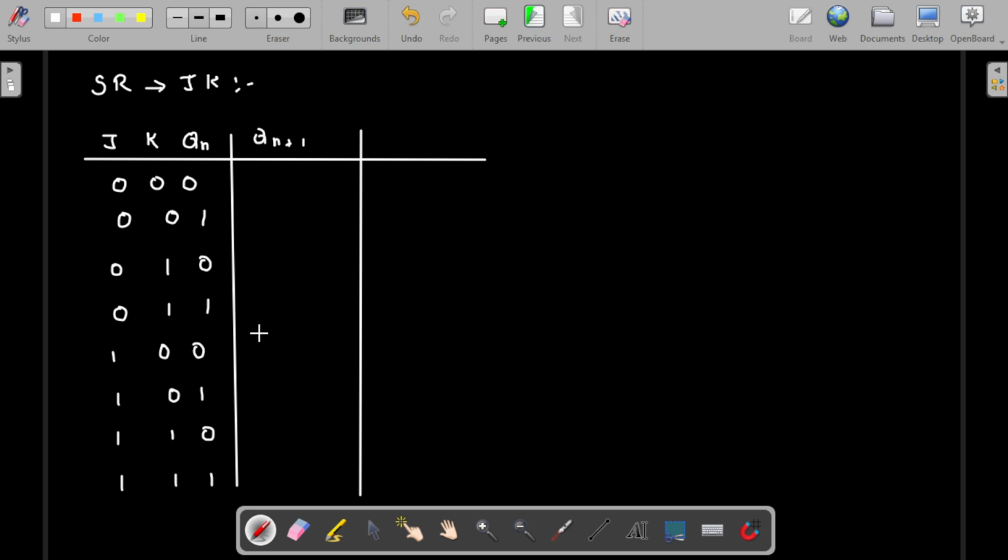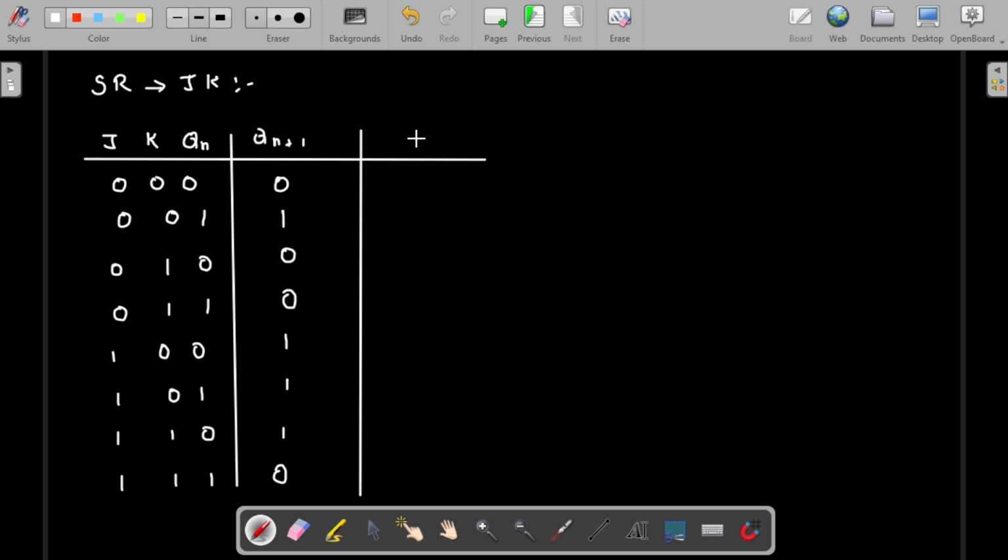Next, if both JK inputs are 0, the output will remain the same, as we know. When 0 1 is applied, whatever the input, the output will be converted to 0. With 1 0, the output will be converted to 1. If it is 1 1, the output will toggle. Now we have written the characteristic table of the JK flip-flop.